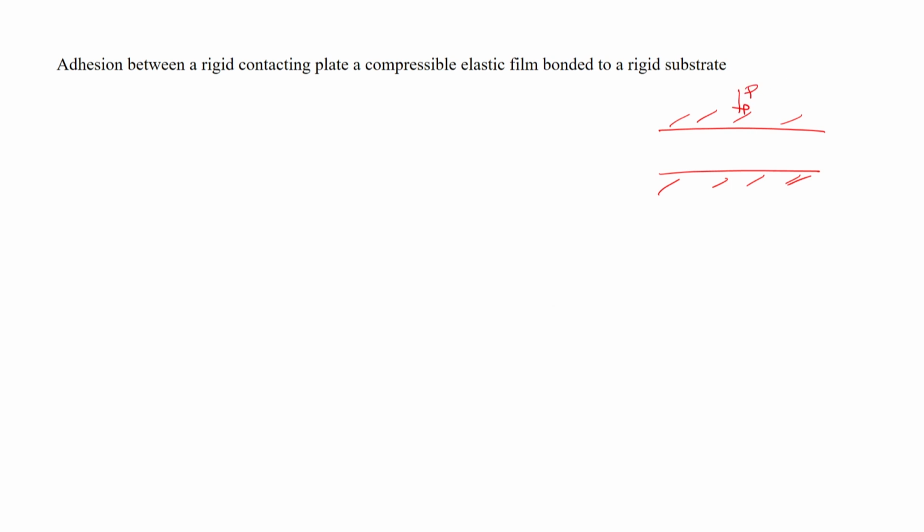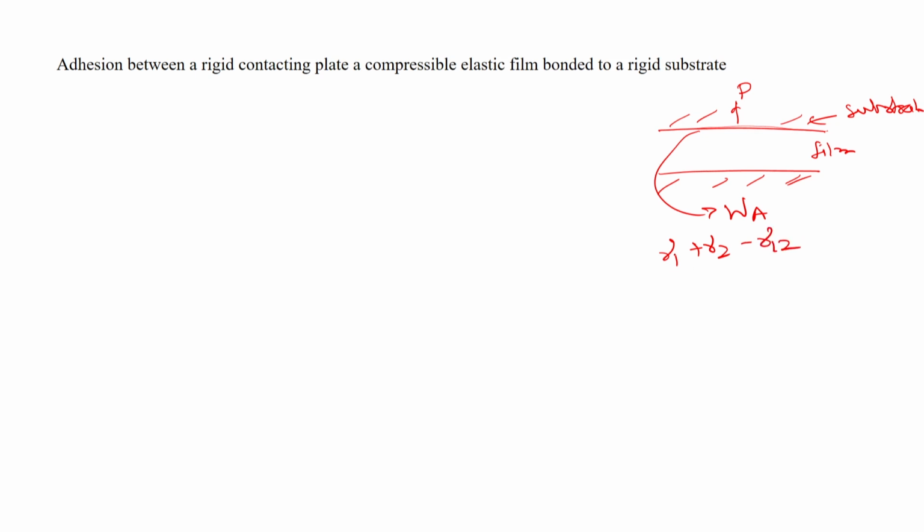Now we will think that there is adhesion at this particular interface, between this film and the top substrate. We would like to know, in the presence of some adhesion, that is the work of adhesion W_A, what pull-off force needs to be applied to separate it. That is what we would like to do now. Remember, work of adhesion is given by gamma 1 plus gamma 2 minus gamma 12.